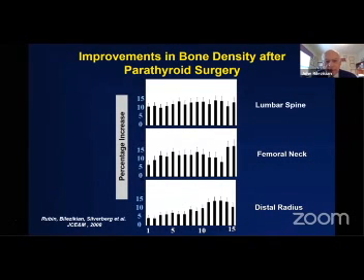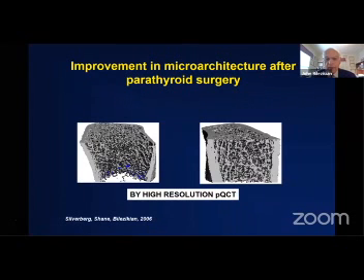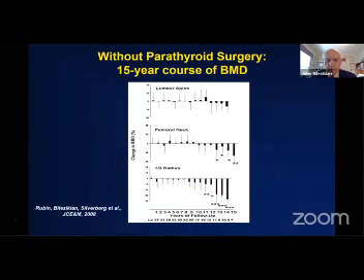Now, just briefly, after successful parathyroid surgery, bone density improves quickly and markedly. First at the lumbar spine, then at the hip region, and then ultimately also at the distal third radius. This is without specific anti-resorptive or anabolic therapy. The increases over the 10 to 15 years range between 10 and 15% at all sites. And you can see by extreme CT how much improved skeletal microstructure also is after successful parathyroid surgery.